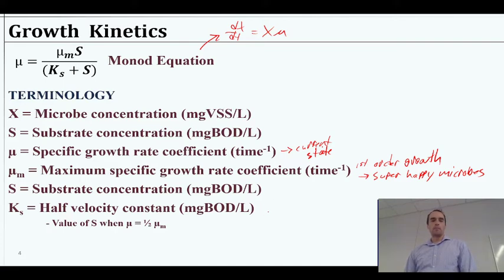So I'm just going to write 1/2 happy because that's funny, right? Essentially, the amount of food that gives them half of their maximum growth rate. So I'm going to show you in the next slide a picture of that. But real quick, X here is the microbe concentration, milligrams VSS per liter. S is the food or substrate concentration, milligrams BOD per liter. And it looks like I have S twice, so I don't know why. Who cares? So that's the situation.